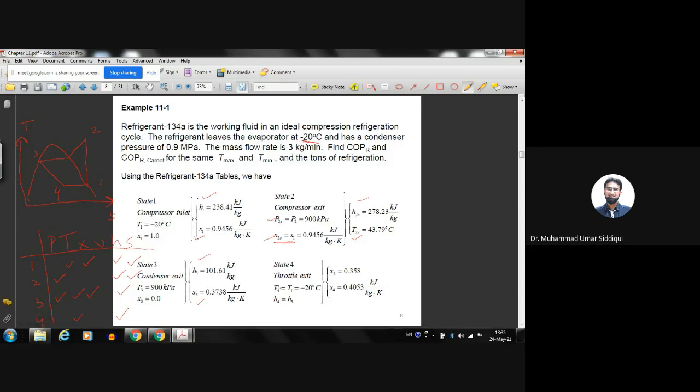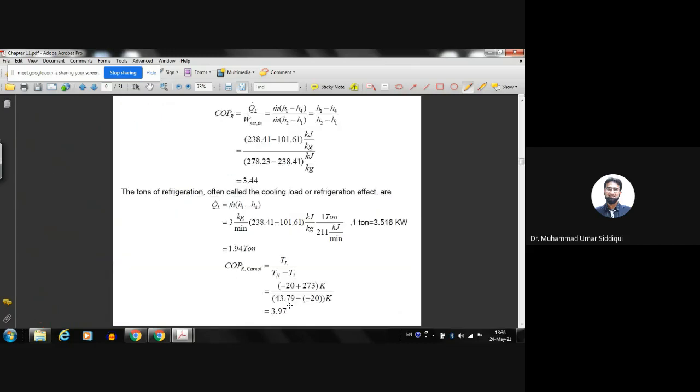Similarly, we know T4, and we know that H4 will be equal to H3. Based on that, we can determine the COP. COP is output over input. The output in this case is the cooling effect produced at the evaporator, that is H1 minus H4, and the input is the electrical energy provided at the compressor, that is H2 minus H1. So we just need to substitute the values and we can get the coefficient of performance.